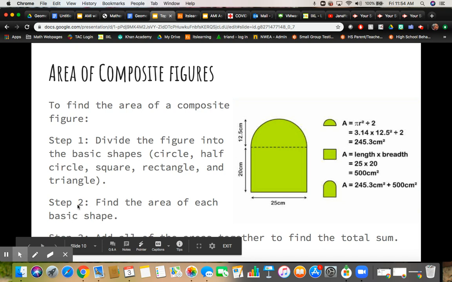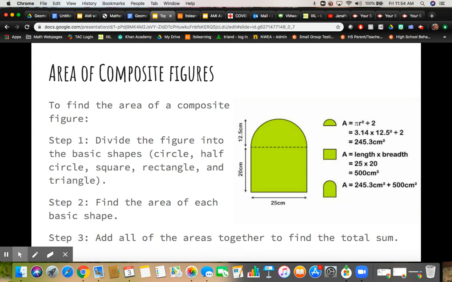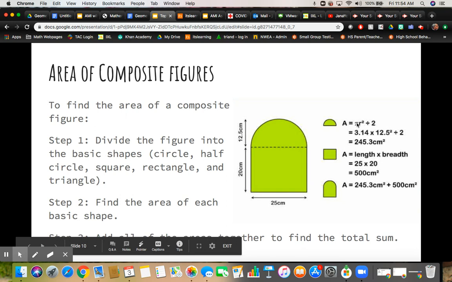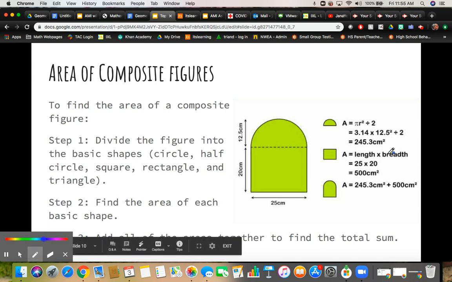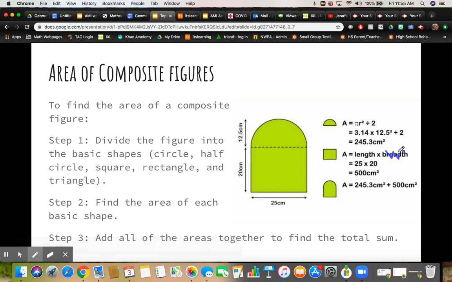And then for step 2, it tells us that we need to find the area of each shape. So if you look over here to the right, it tells you the area of the half circle, which is A equals pi times r squared divided by 2. And they plugged in the information. This is what they got. And then they found the area of the rectangle. But it's kind of worded weird. It says area is equal to length times breadth. Breadth is just width. So I'm just going to put a W there just so we don't get confused. So that is just supposed to be a W. Length times width. That's all that means.